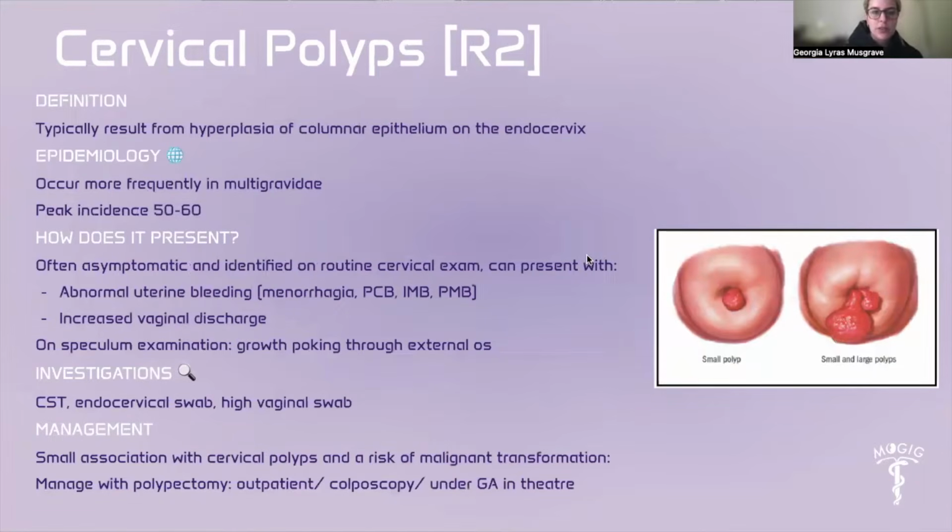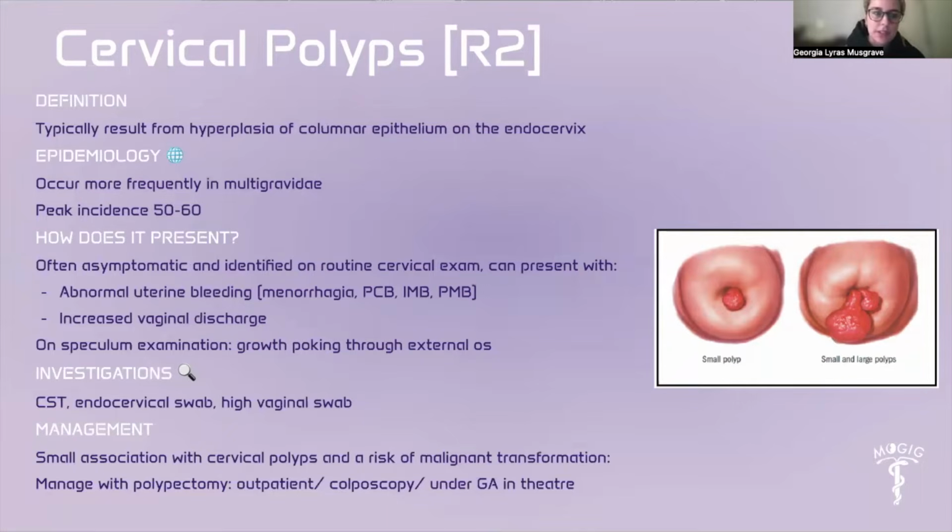So these typically result from hyperplasia of the columnar epithelium on the endocervix. These occur more frequently in multigravida in their 50s. It's often asymptomatic and found on a routine cervical exam again, but can also present with abnormal uterine bleeding or increased vaginal discharge as well. On the right, you'll see the image you'll get on a speculum. So you'll see a growth that pokes through the external os.